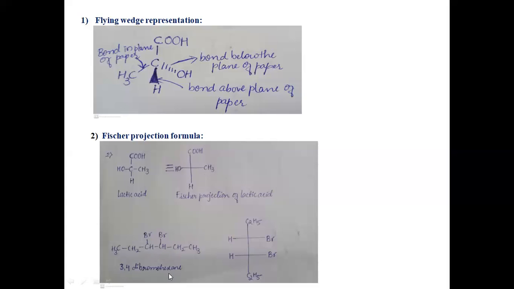See here, one more example I am taking to explain how we can write the projection formula. I am taking the example of 3,4-dibromohexane. Here we have CH3, CH2, CH, CH, CH2, CH3, that is, the third and fourth carbon bonded to bromine. So for 3,4-dibromohexane, what is the first step?